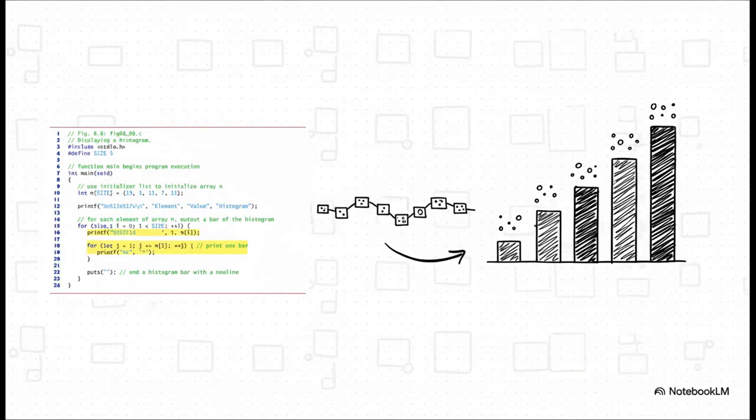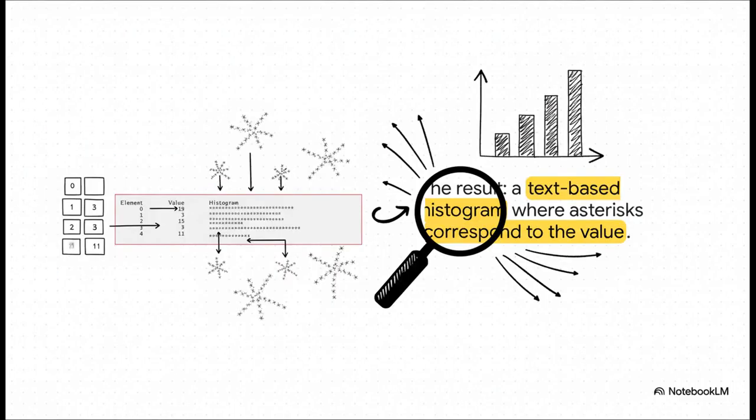But arrays aren't just for crunching numbers behind the scenes. They can actually help us see our data. This piece of code has an array full of numbers, and the plan is to loop through it and print a simple text-based bar chart, a histogram. And would you look at that? For every element in the array, the program printed that many asterisks. So since the first element has a value of 19, you get a row of 19 stars. It's a really simple but surprisingly powerful way to get a feel for the shape of your data, and it's all driven by a simple array.